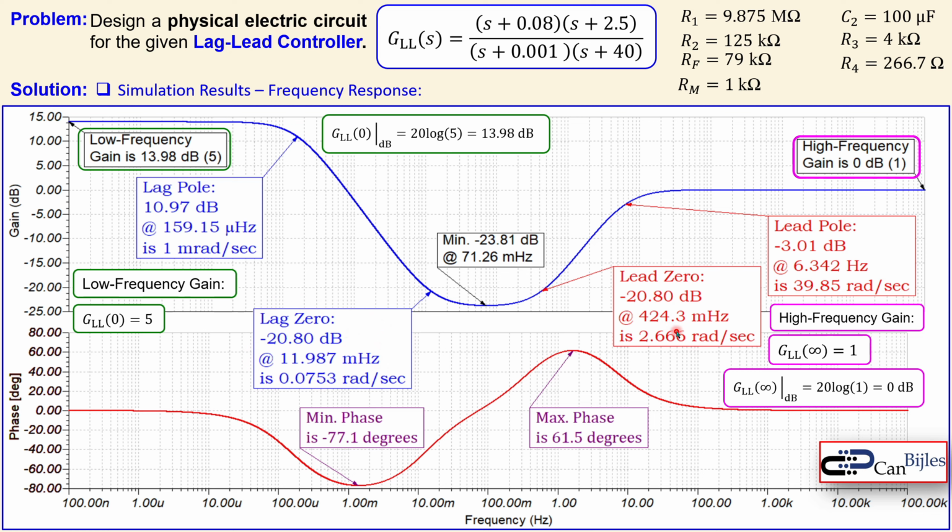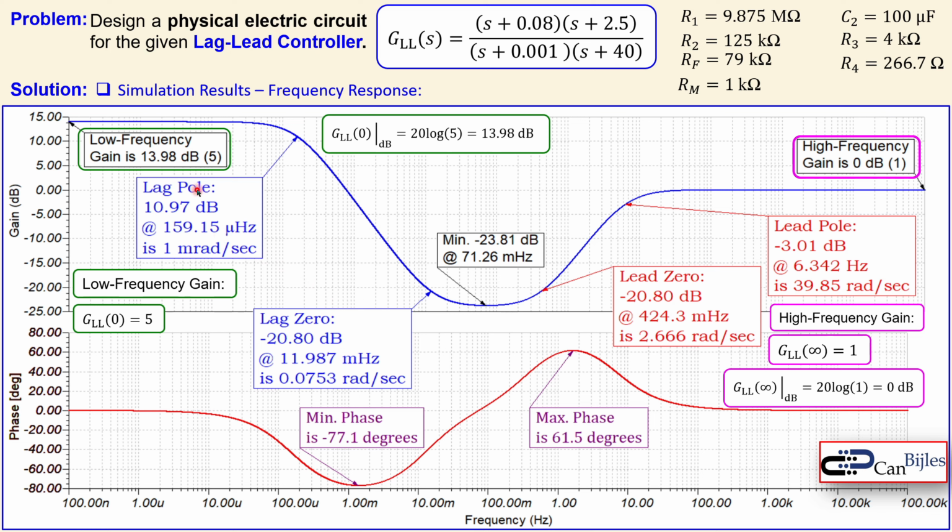The lead 0 here is 2.666 radians per second. It had to be 2.5, also a very small error here. And there's also the lead pole here, which is 39.85 radians per second, and also very close to actually 40. So there are small errors here, but still very close to what we actually required.